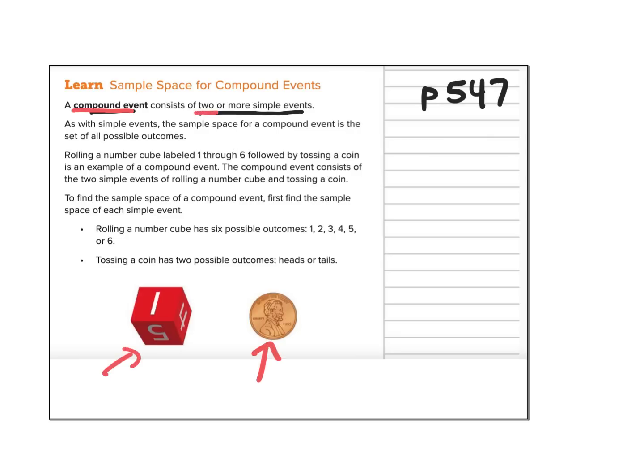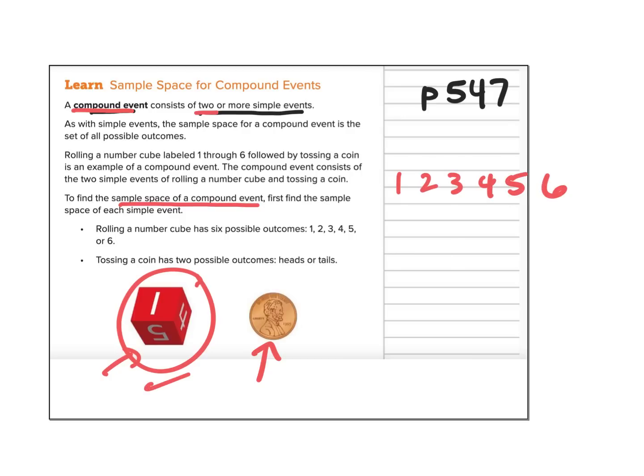That's a compound event. So we are going to start by trying to find the sample space of a compound event. To do that, the first thing you need to do is figure out, like, hey, what could I get when I roll a dice? Well, I could get a 1, 2, 3, 4, 5, or 6. So you start with listing that out. What could I get when I flip a coin? I could get a heads or a tails. That's kind of your first step when listing the sample space for a compound event.